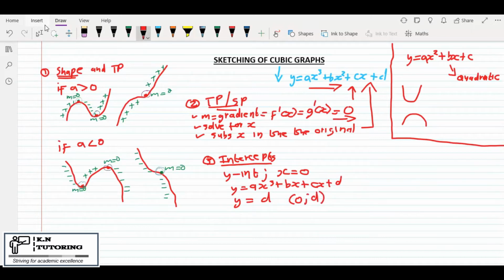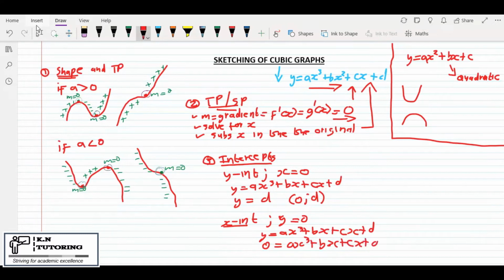Okay, if you look at the x-intercept, this is very important. If you look at the x-intercept, we know what we do. We put y is equal to 0. So from the original function, you will have y is equal to ax cubed plus bx squared plus cx plus d. Then we'll have 0 is equal to ax cubed plus bx squared plus cx plus d.